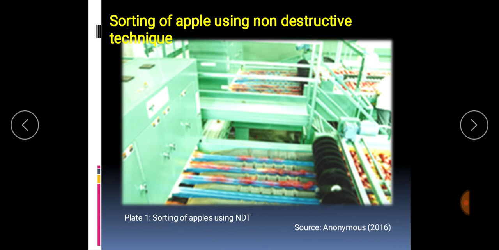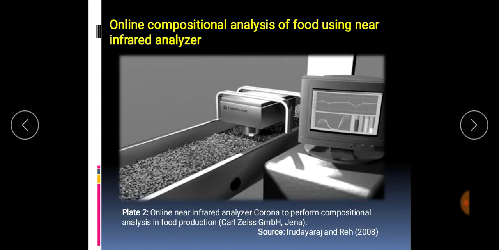Then sorting of apples using non-destructive technology is easy, because you can check based upon the morphology of the apple. You can get the idea, and you can either remove that apple or sort it out. Then online compositional analysis of food using near infrared analyzers. You can do it with the help of a near infrared analyzer, NIA.